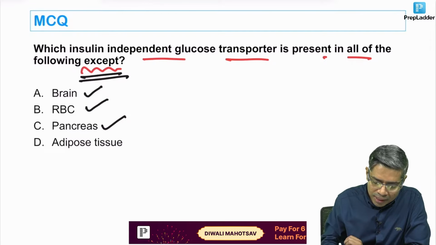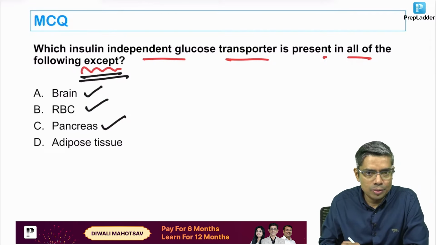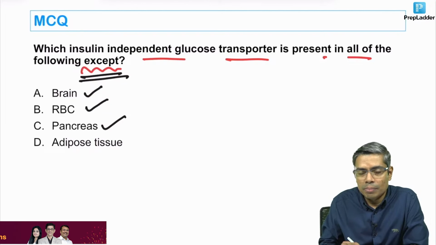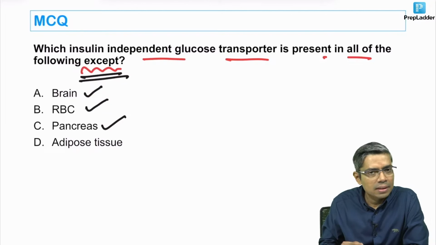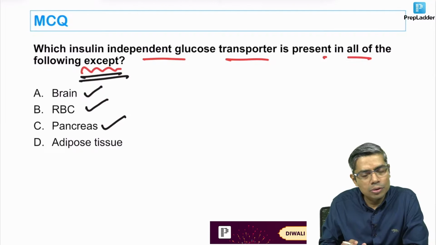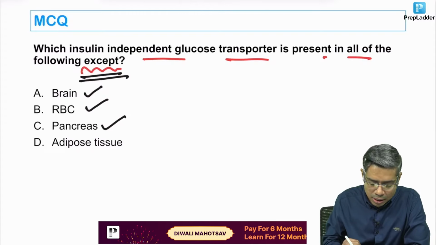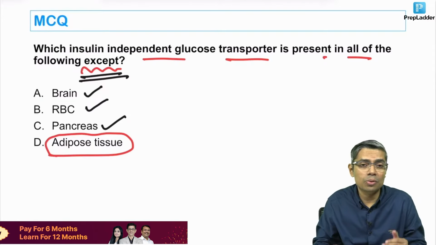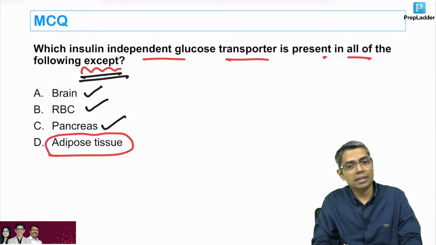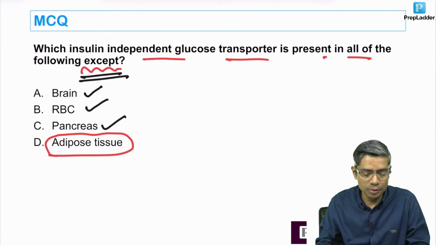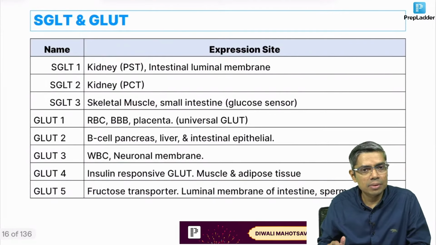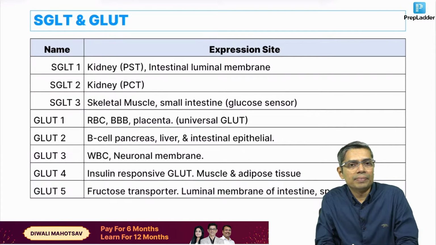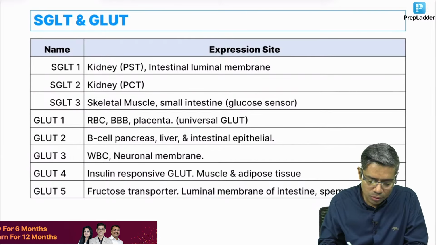We all know that in the pancreas, the GLUT present is GLUT2. So pancreas GLUT2 is independent, brain also independent, RBC also independent. The only insulin dependent glucose transporter is GLUT4, which is present in adipose tissue and muscles. I have put up a list of the whole GLUT and SGLT. I believe we have seen this in my RR session and main classes also, so at least try to remember.